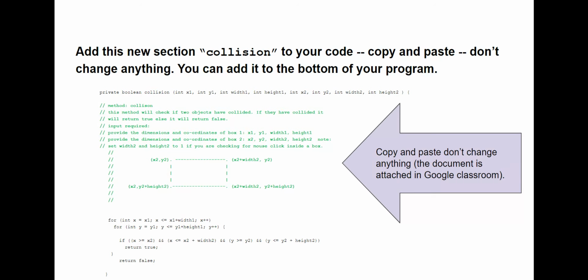All right, in order to do collision detection, you need to add the following chunk of code to the bottom of your applet. Don't change anything in this code, just simply copy and paste it as is. You can copy and paste it just below the last curly bracket. This section is known as collision.